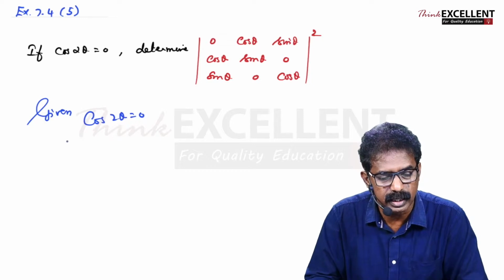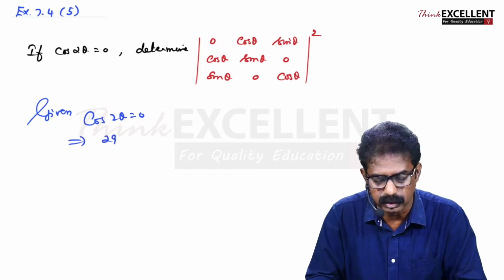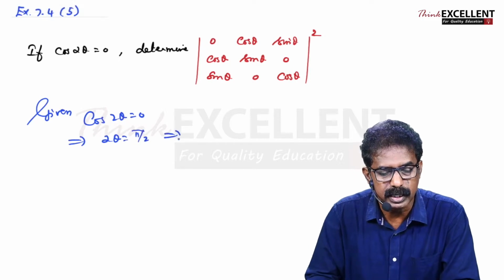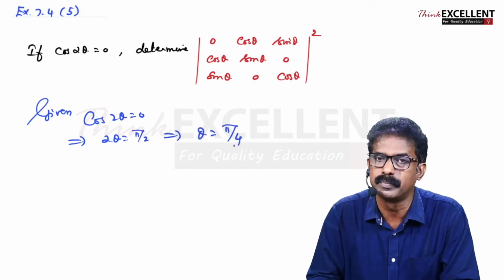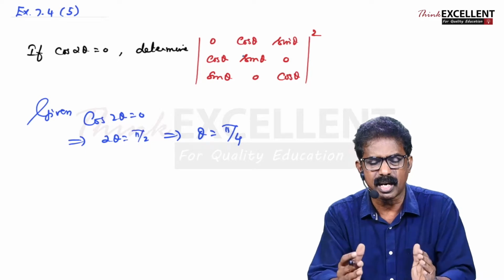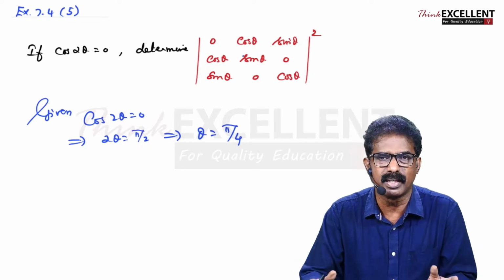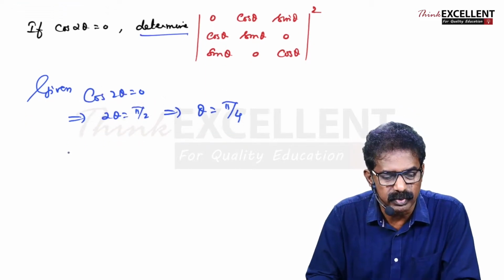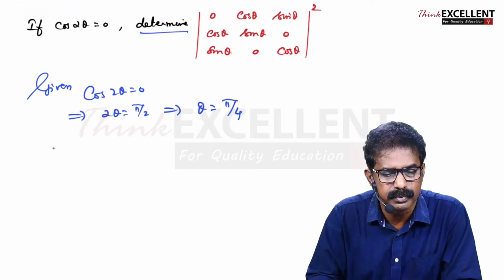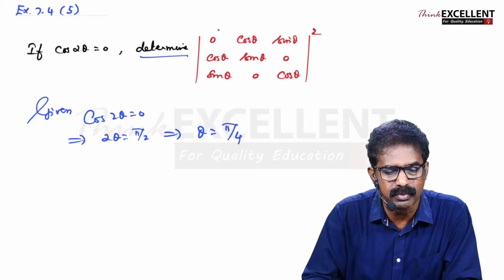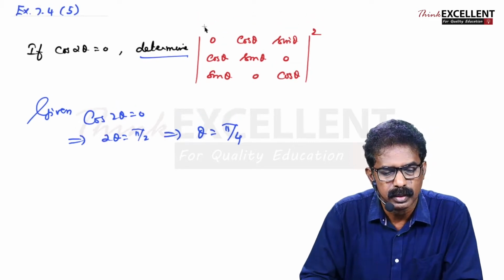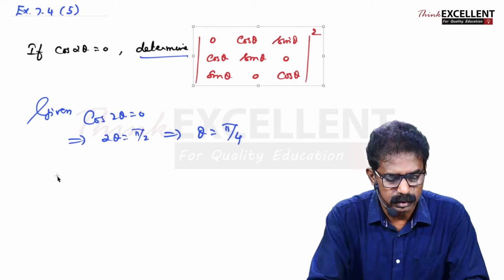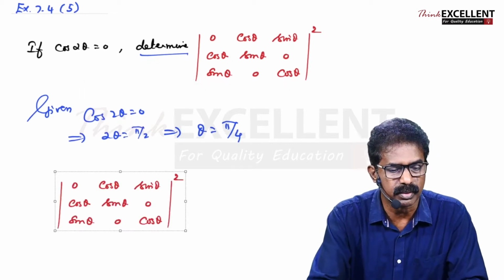So you can say 2 theta is equal to 90, pi by 2. So theta is equal to 45, pi by 4. Sometimes what we do, we take the RHS square, write 2 times, and simplify. But very simple: theta value is pi by 4. The question is to determine, that's all. So we have to find the value of what? The determinant. Yes, this is what we want to find, right?